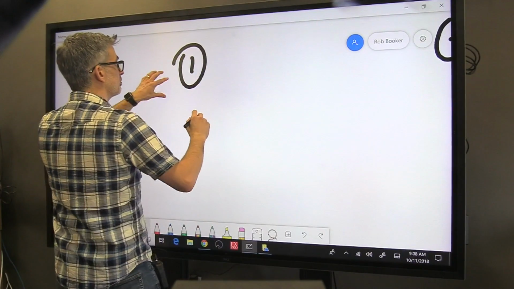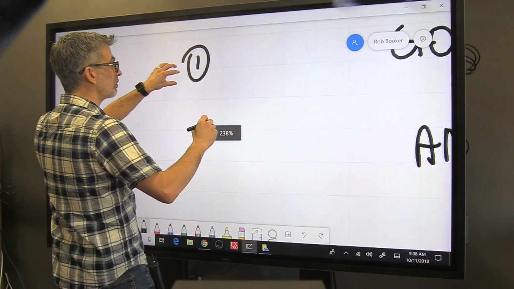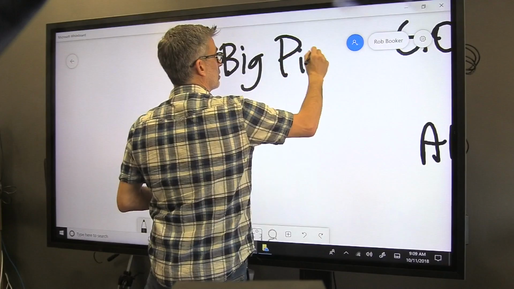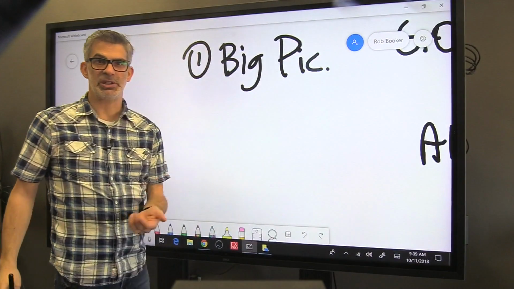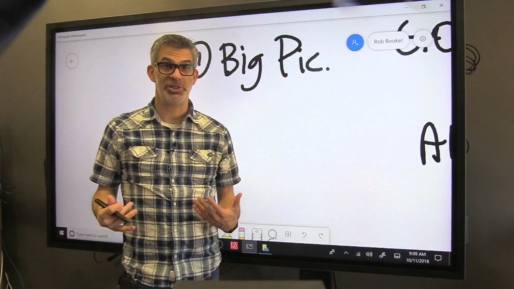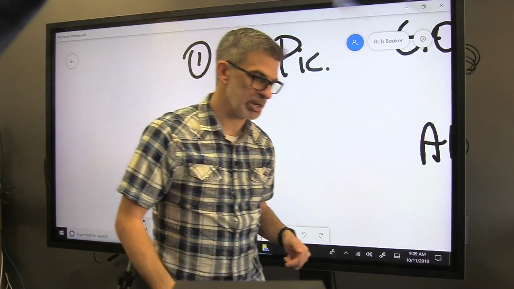One is a focus on the big picture. This means that you don't think about what you can accomplish within a short period of time. You think about what you can accomplish over a longer period of time.